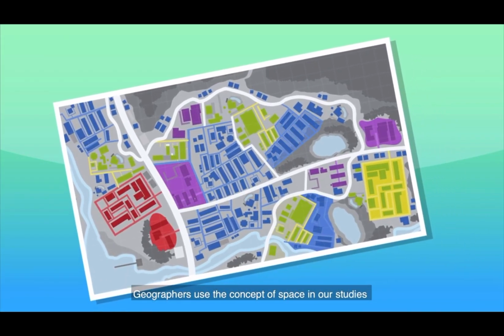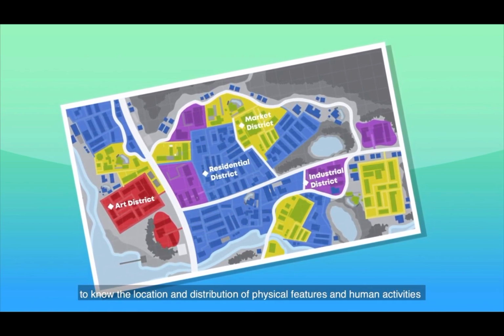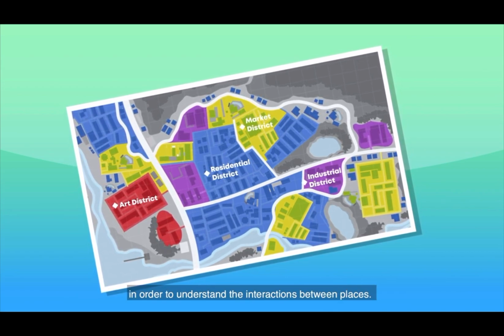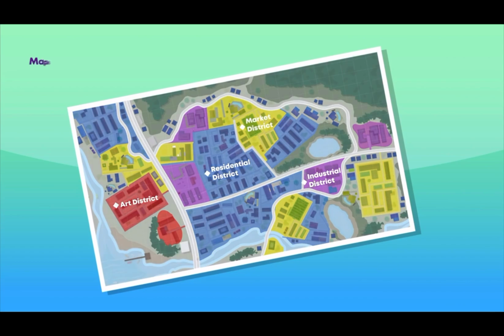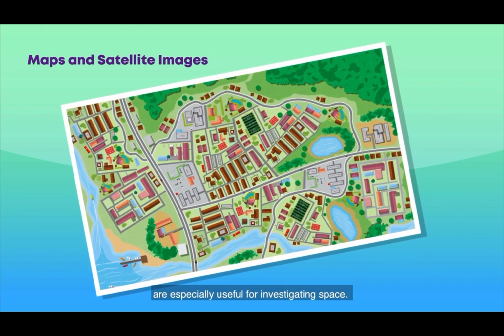Geographers use the concept of space in our studies to know the location and distribution of physical features and human activities in order to understand the interactions between places. Maps and satellite images are especially useful for investigating space.